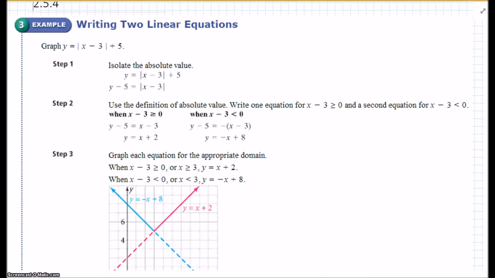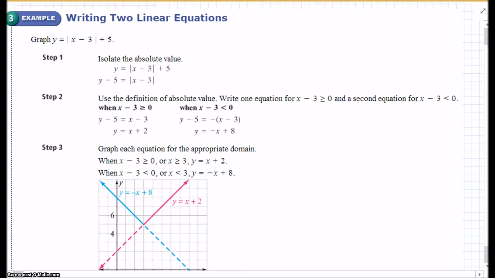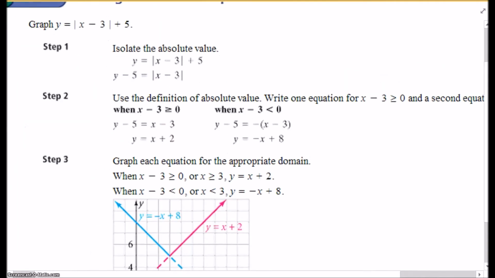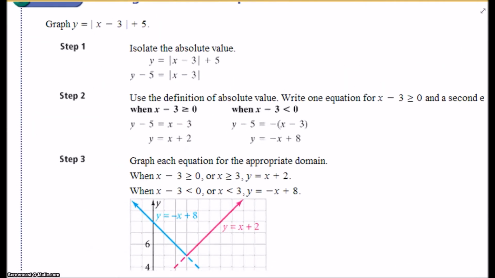The other way to solve absolute value equations and graph them is to write two linear equations. So I'm just going to walk through the example here. I'm going to let you follow through the notes, and then we'll work some together. So we're given y equals the absolute value of x minus 3 plus 5.